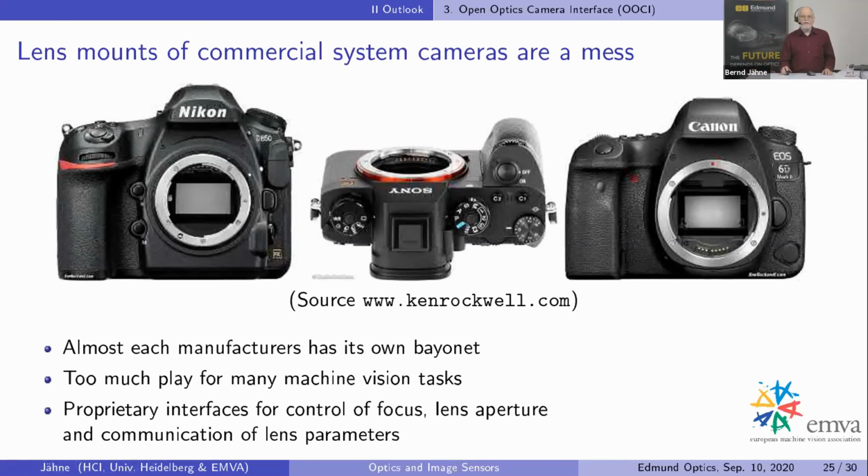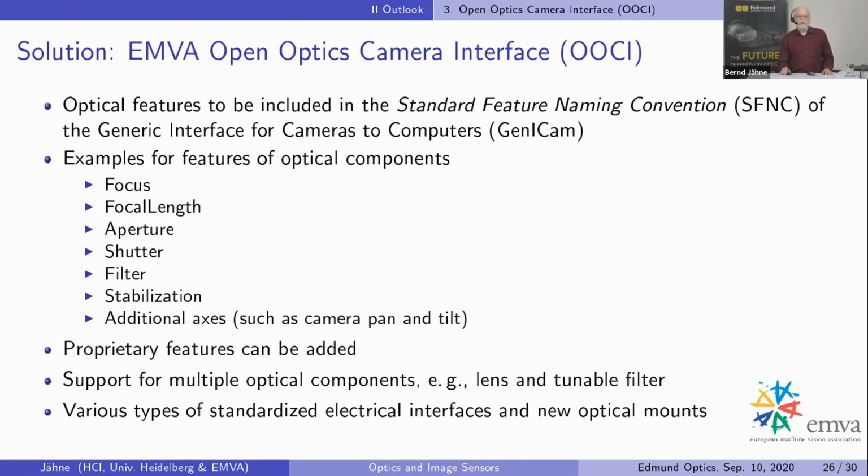So what is really urgently needed is basically a new standard, and that's the solution. That's one thing which EMVA has recently started: an open optics camera interface, in short OOCI. And this is based on something which those of you who are working with cameras know very well. It's GenICam, which is basically a generic interface for cameras to computers. So whether you have USB or GigE or CoaXPress or whatsoever, you have basically the same software interface.